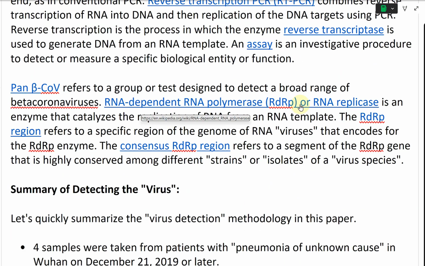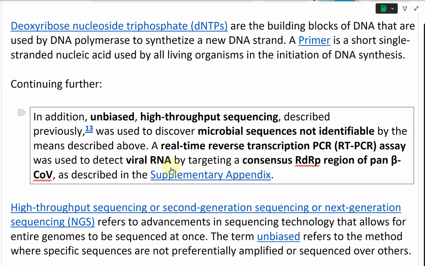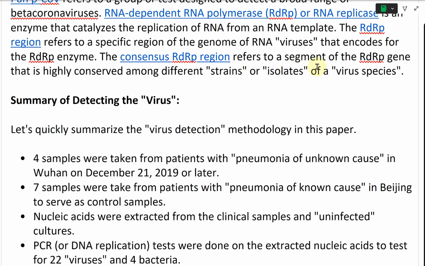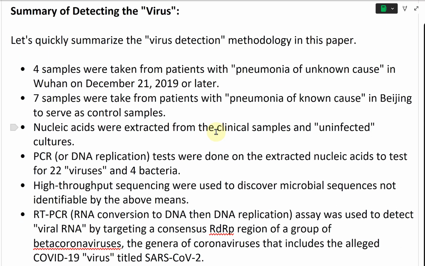All right, so RDRP is the replicase, the enzyme that catalyzes the replication of RNA from an RNA template. And the RDRP region refers to a specific region of the genome of RNA viruses that encodes for this enzyme, this RDRP enzyme. And the consensus right here, so it's targeting a consensus RDRP region of these coronaviruses. The consensus RDRP region refers to a segment of the RDRP gene that is highly conserved among different strains or isolates of a virus species. It's very, very fascinating stuff.